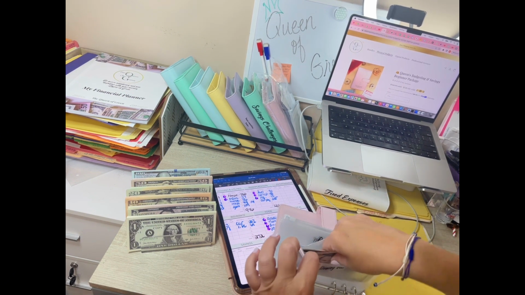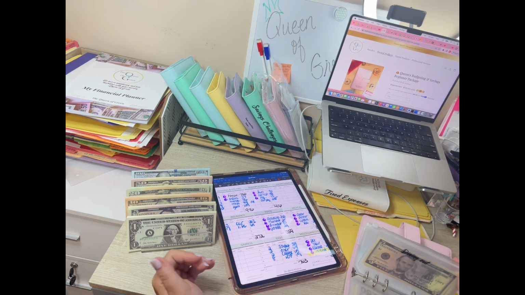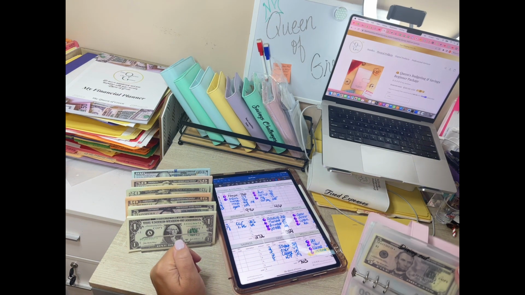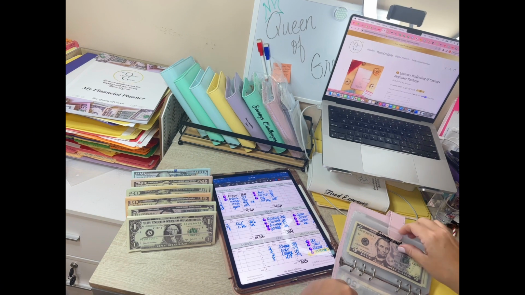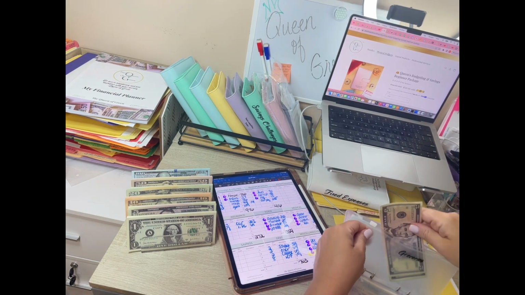Not take 250, but instead take exactly what you're budgeting for. So if you're budgeting $125 a week, make sure that you have $125 in here for the groceries. Oh, we put it in the wrong one. It goes in this one.